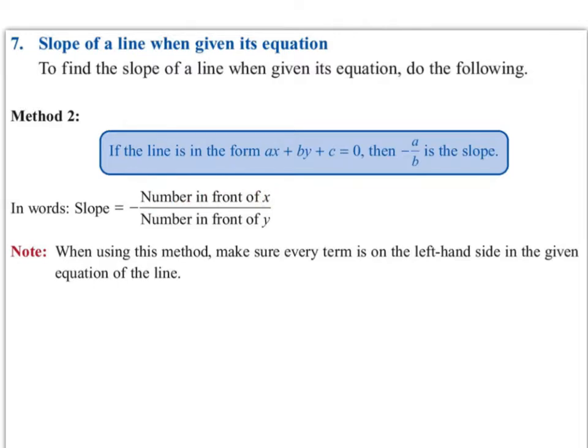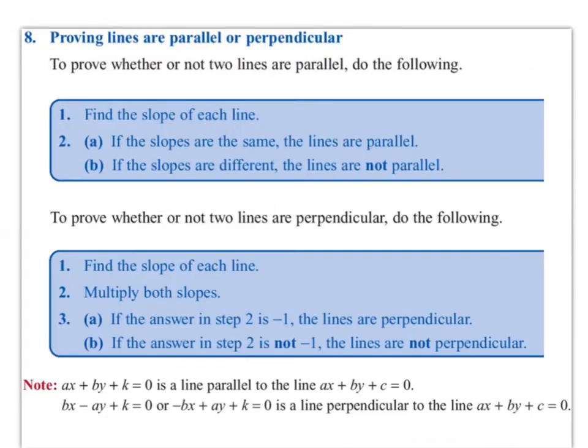Note, when using this method, make sure every term is on the left-hand side in the given equation of the line, so it should all be equal to 0. The x should come first, the y should come second, and the constant, the number that's left over, should come last. 8. Proving lines are parallel or perpendicular. To prove whether or not two lines are parallel, do the following.